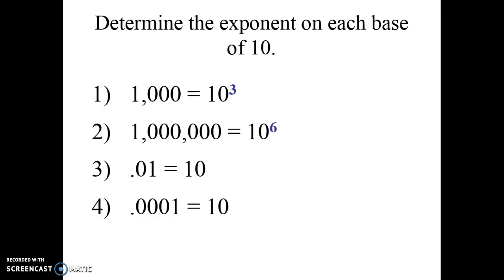Number 3, I'm starting with a smaller number. So my exponent's going to be smaller than 10, smaller than 1. My exponent is going to be -2. And for number 4, the exponent is going to be -4 because the decimal needs to be moved 1, 2, 3, 4 places.